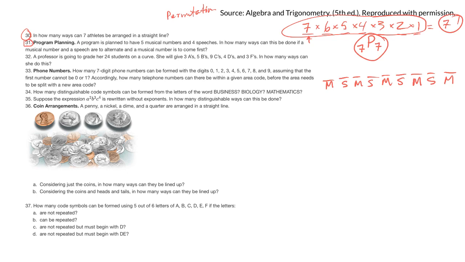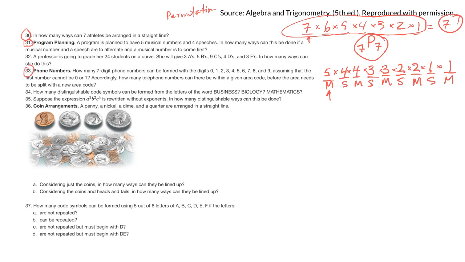So it says musical has to be first. How many musical are there? There's 5, and then speeches, there's 4. And then if I've already used a musical number, then I only have 4 left. And speeches I only have 3 left. And then musical, now I've got 3 left. Speeches 2 left. Musical 2 left. Speeches 1 left. Musical 1 left. And then I just multiply all those results. Fundamental counting principle.